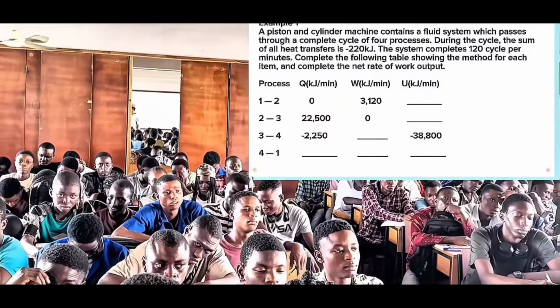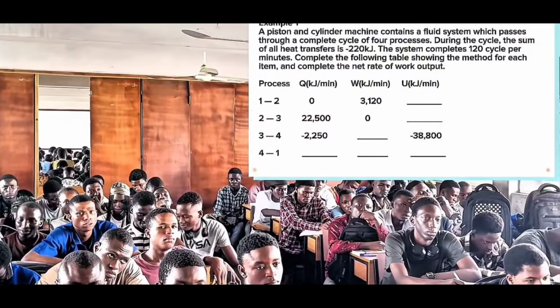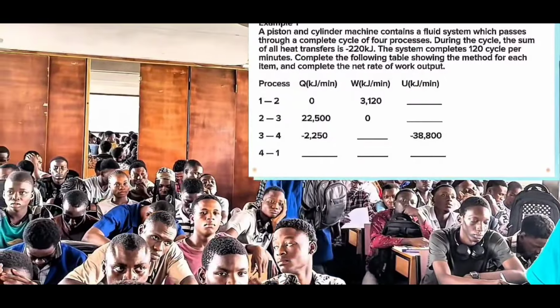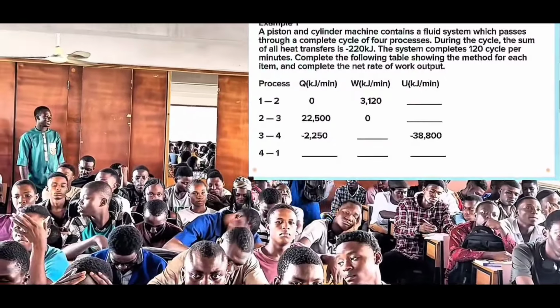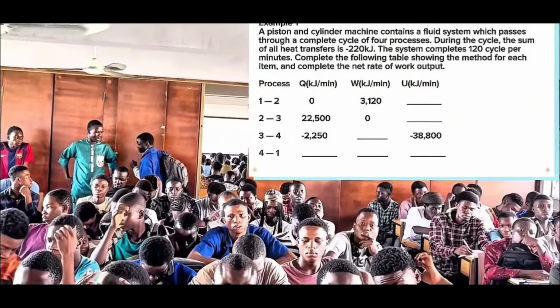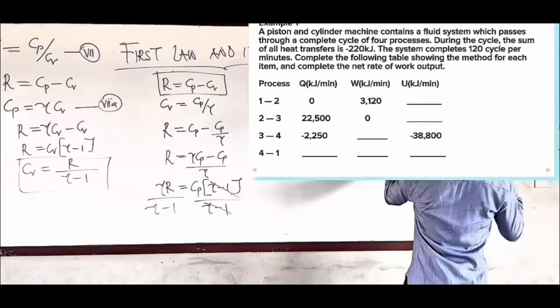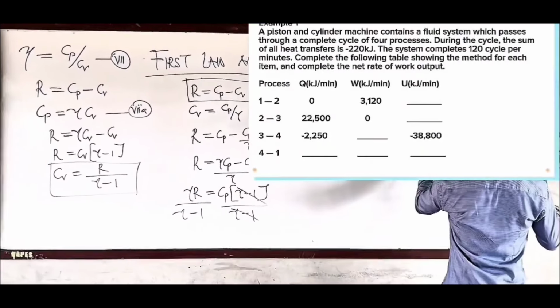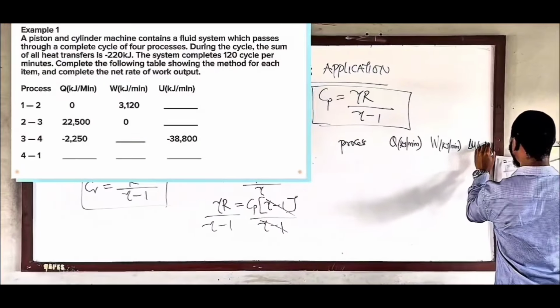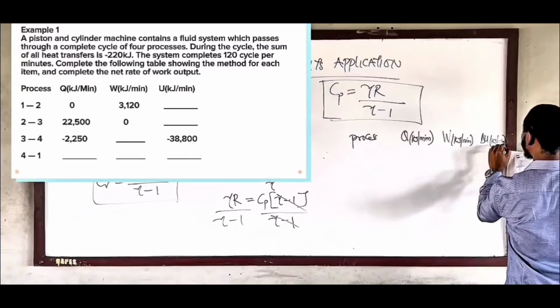Now the table is illustrated on the board as: process 1, Q, change in internal energy U in kilojoules per minute.